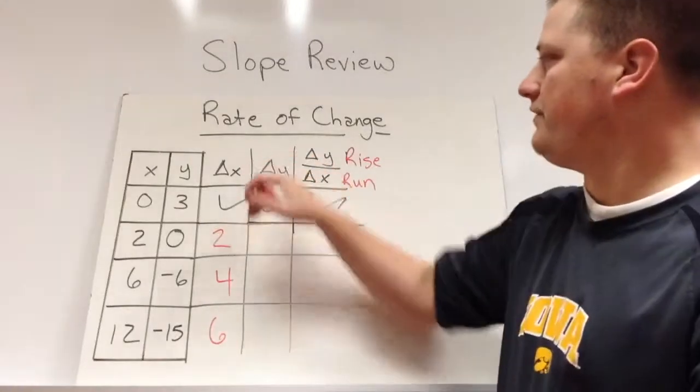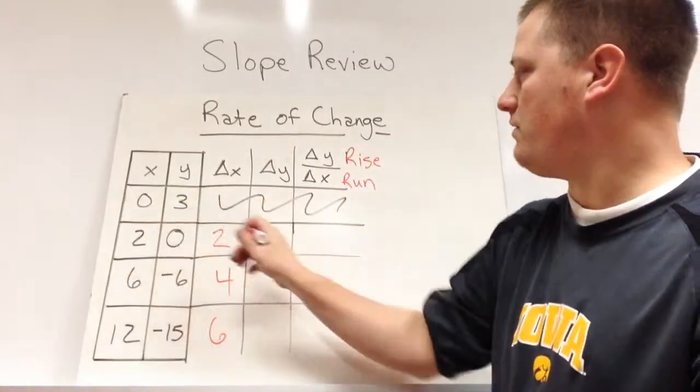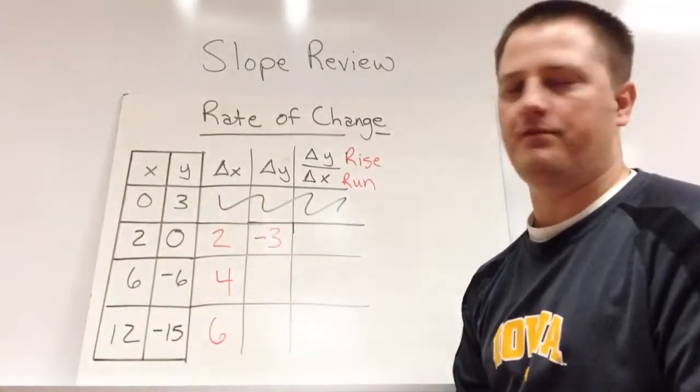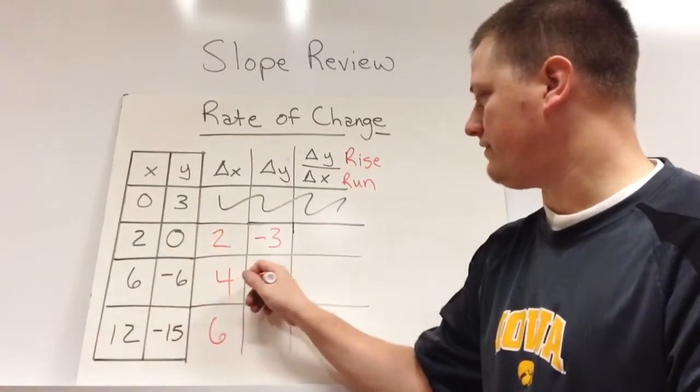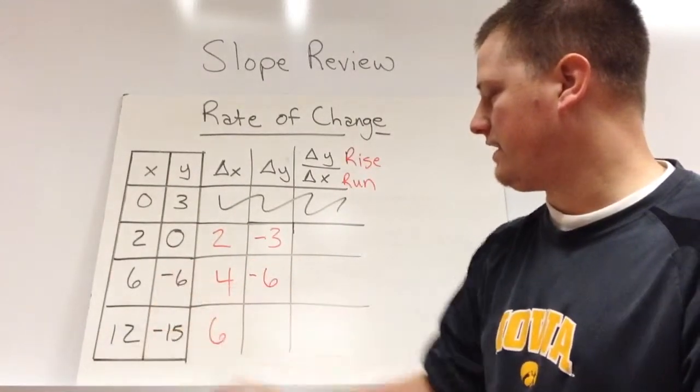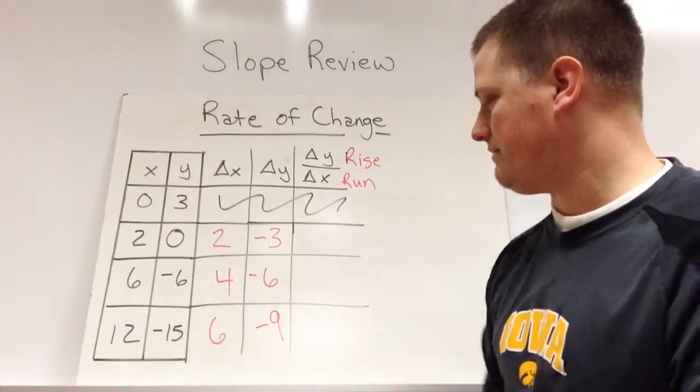Okay? And delta y, we start at 3. From 3 to 0, we have to go down 3, so that's negative 3. 0 to negative 6 is negative 6. Negative 6 to negative 15 is negative 9.